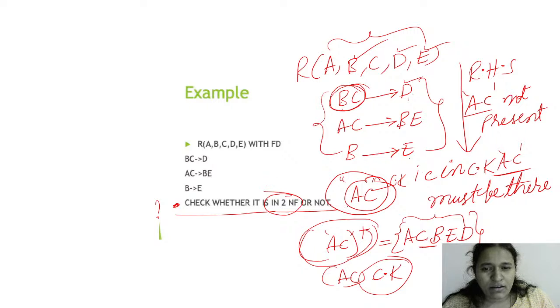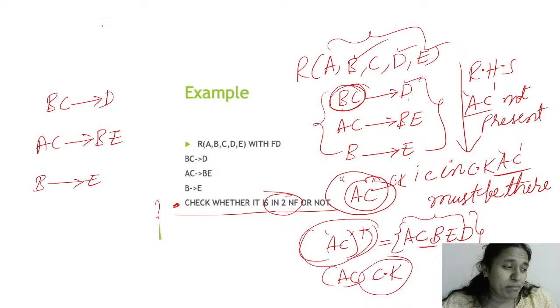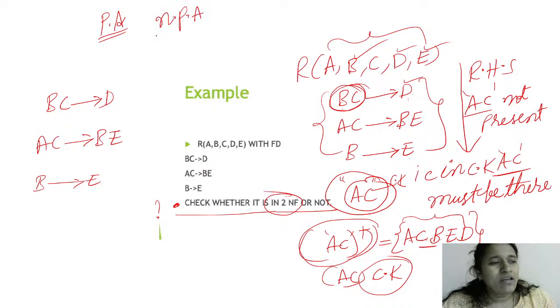Now we came to know AC is the candidate key. Our task here is to find whether the given relation is in 2NF or not. Here AC is the candidate key. That means what are the prime attributes? What are non-prime attributes? Please tell me. Two members are there online. Please tell me. Don't be silent, please.